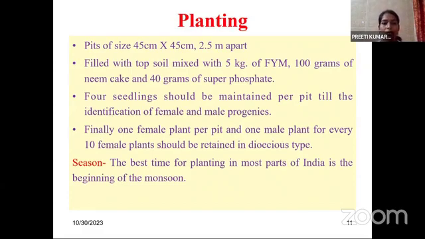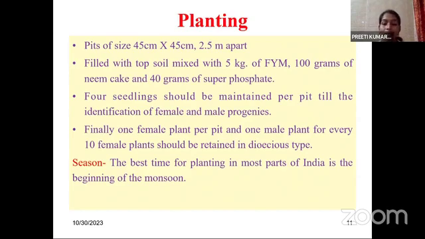And 4 seedlings should be maintained per pit till the identification of female and male progenitors. So one pit should contain 4 seedlings. Finally, one female plant per pit and one male plant for every 10 female plants should be retained in the dioecious type. So one female per pit, and one male from every 10 female plants should be retained.